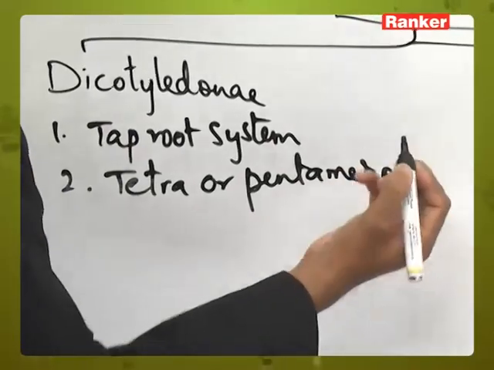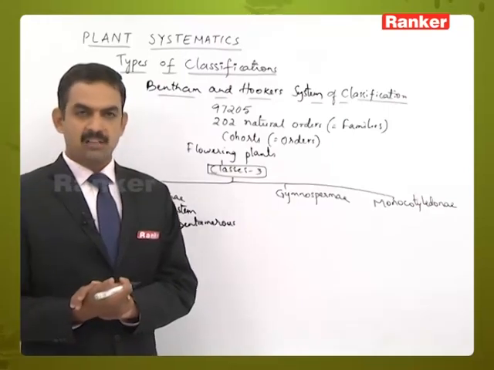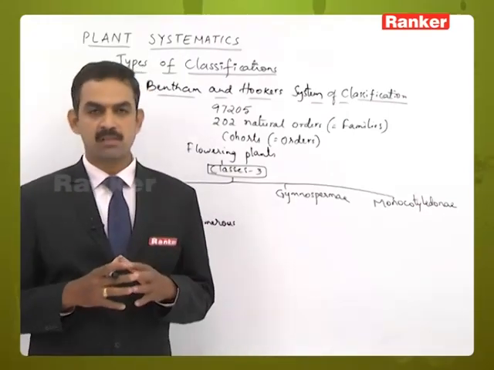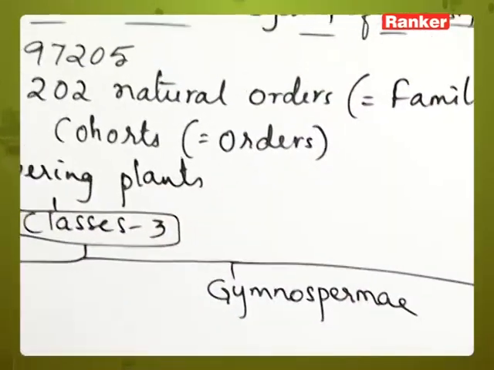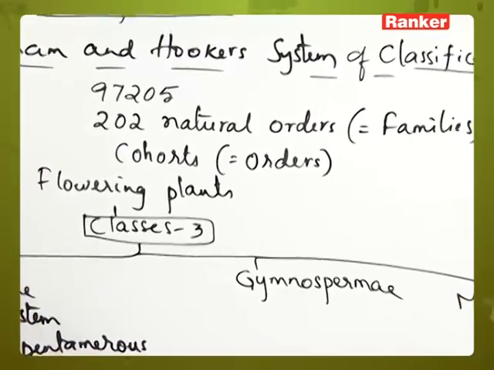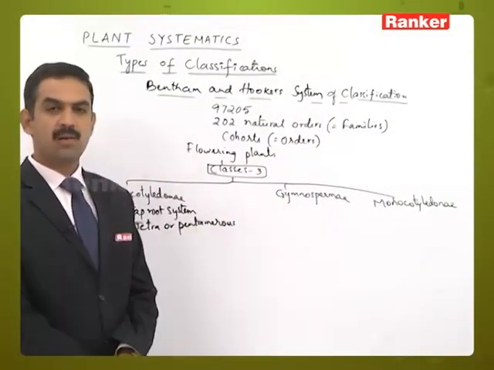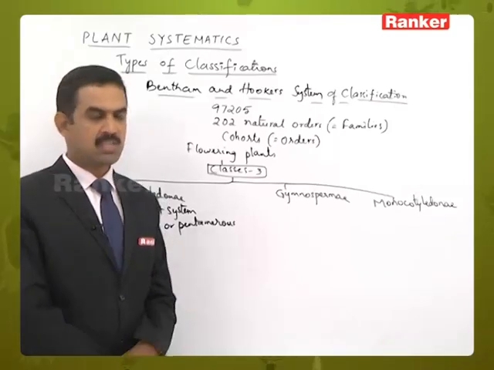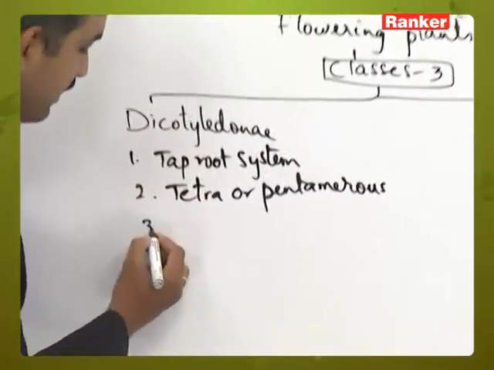Tetramerous or pentamerous means, if you take the perianth lobes, that is calyx and corolla, the calyx will contain 4 sepals or multiples of 4, and the petals contain 4 or multiples of 4. That nature is called tetramerous flowers. If the sepals are 5 or multiples of 5, or the petals are 5 or multiples of 5, we call it pentamerous flowers.